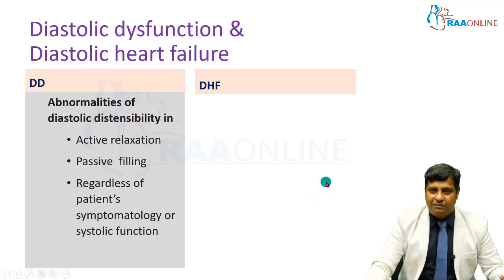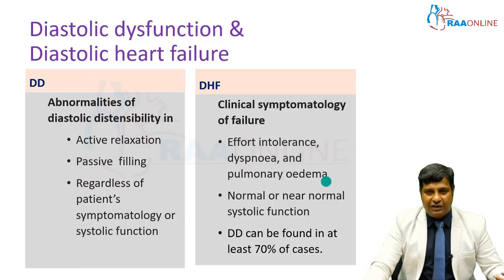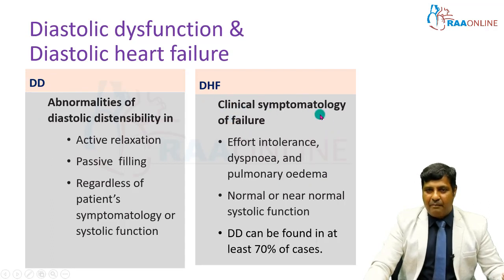Then, what is the difference between diastolic heart failure and diastolic dysfunction? Whenever a diastolic dysfunction patient starts developing clinical symptomatology, mainly effort intolerance and dyspnea or signs of pulmonary congestion, these being anginal equivalents, you can say that the patient is going into diastolic heart failure. What about the systolic function? This is called heart failure with preserved ejection fraction. That means in the presence of diastolic heart failure, they can have a normal or near normal systolic function. It has been found recently that diastolic dysfunction is the major cause of diastolic heart failure.